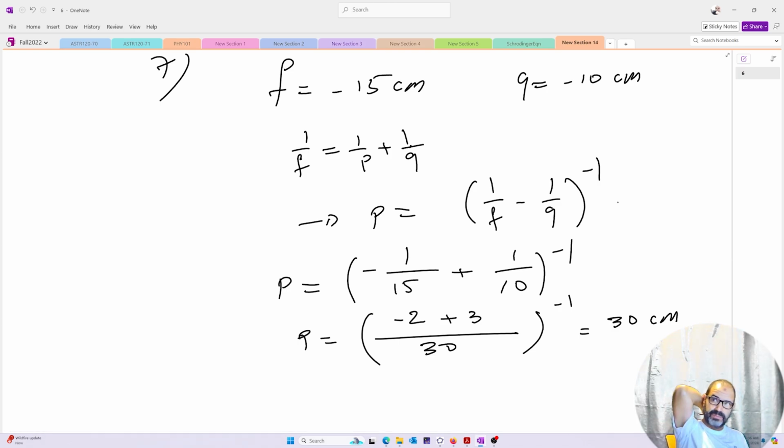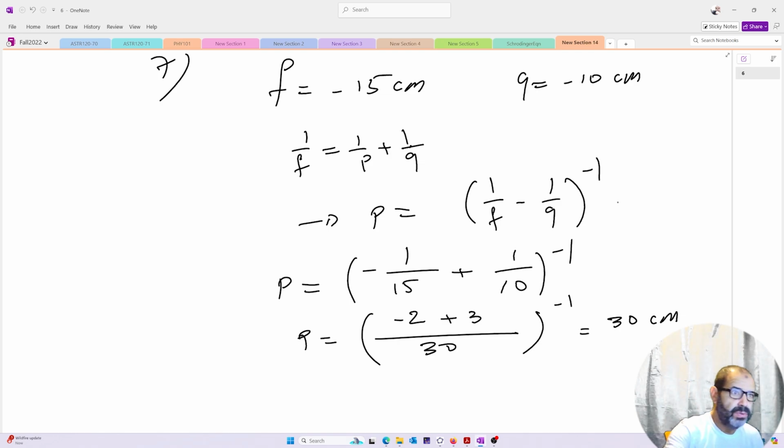Of course, it's positive. It's in front of the mirror. You place the object in front of the mirror, and the image forms behind the mirror because it's a convex mirror. You need to know that P always has to be positive, unless it's an image formed from another image, which can turn out to be in the other direction. So you need to take that into account.